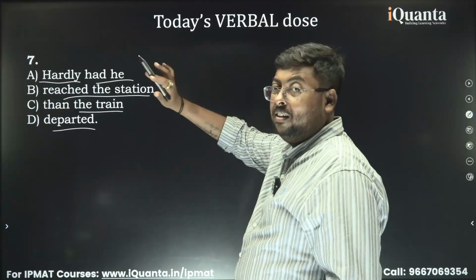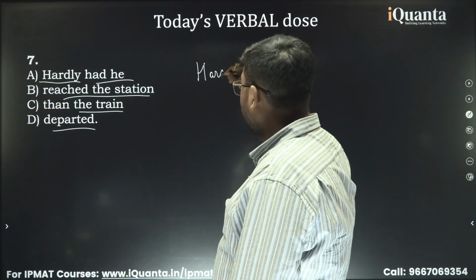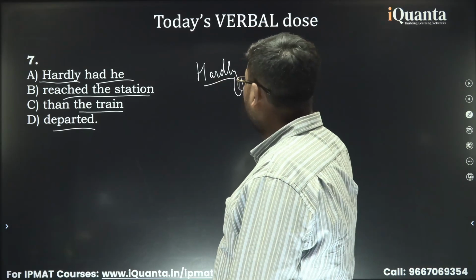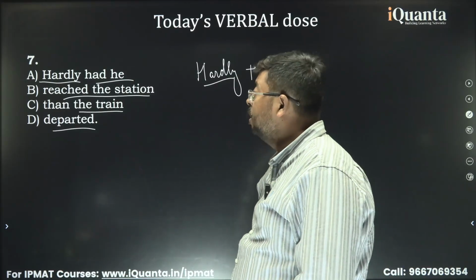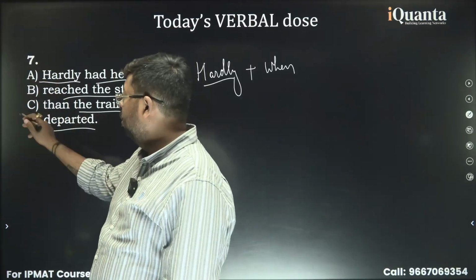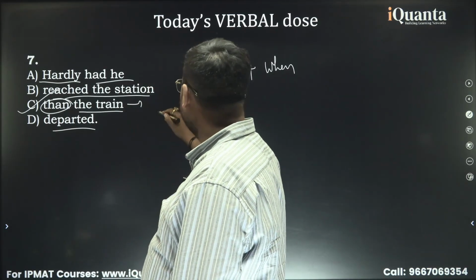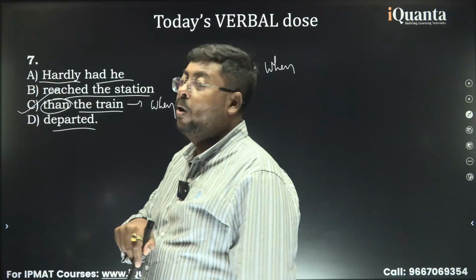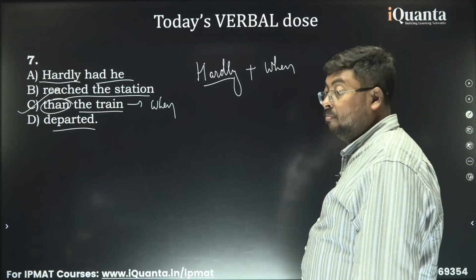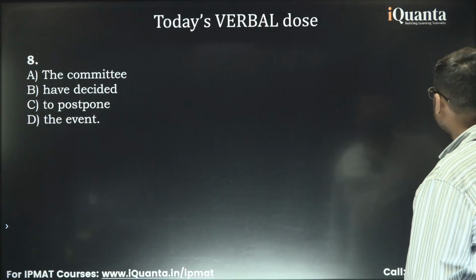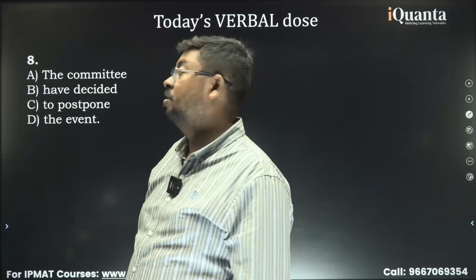So I can check the pair. With hardly, what was the pair we used? The pair is when, right? So coming back to it, C part is the error. We would use than. Instead of than, we would use when. Easy? So you can see, these questions automatically become easier for us. We can do more of them, and of course we can get more marks.